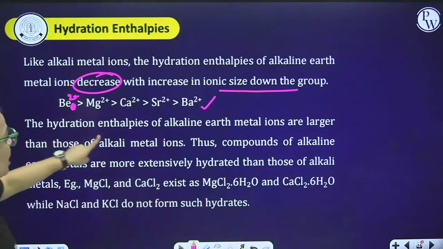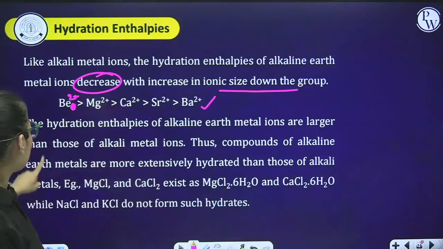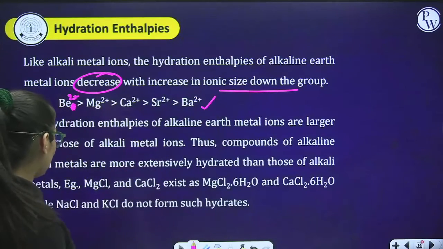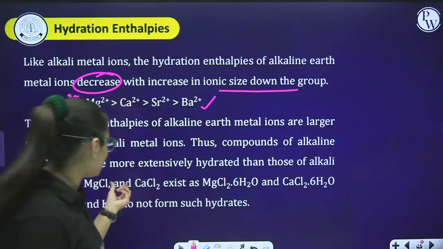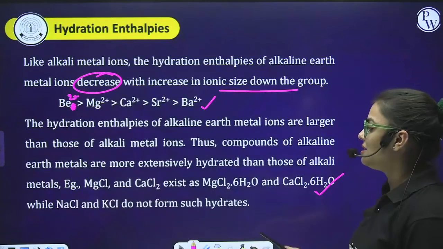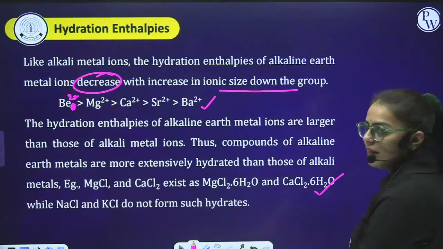So the hydration enthalpies of alkaline earth metal ions are larger than those of alkali metal ions. Thus, compounds of alkaline earth metals are more extensively hydrated than the alkali ones. Example they have given you such as MgCl2, CaCl2, the hydrated form of that, while NaCl and KCl do not form such hydrates, right? So this is the comparison with group number 1 as well.